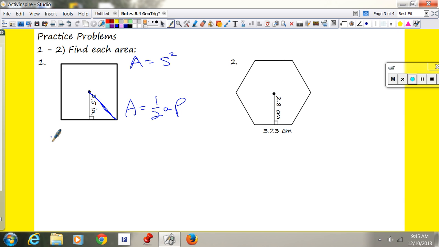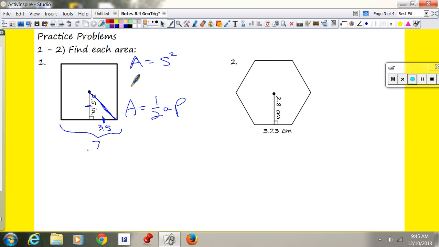So what do I know about this 45, 45, 90 triangle? What do I know about the two legs? The two legs are congruent. So this has to also be 3.5. So what does that tell me about the side of my square? The side of the whole square is how much? Yeah, 3.5 times 2, you get your side.